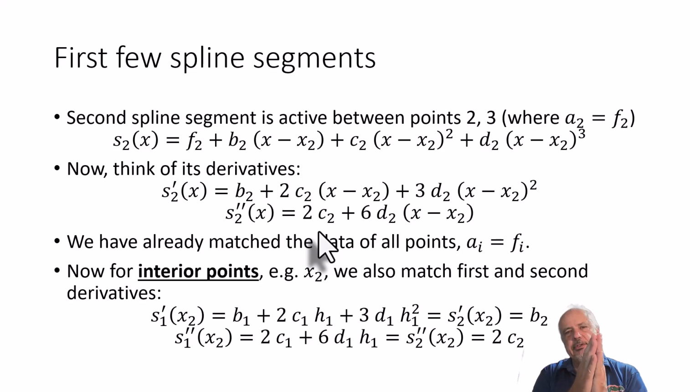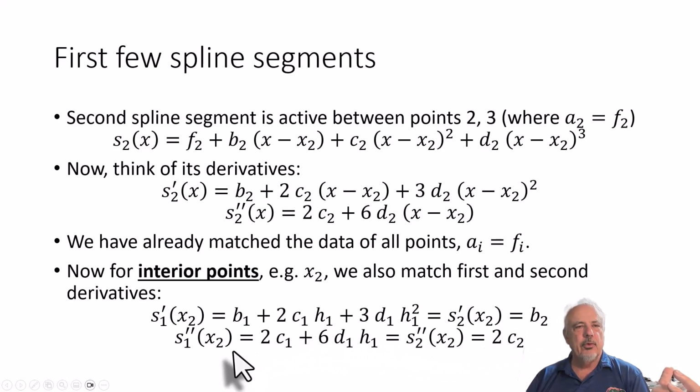So focusing on that transition between the end of the first spline segment and the beginning of the second spline segment, we're going to have the end of the first, so X2 on the first spline segment derivative. We're going to have this equation, and we're going to equate that to the derivative of the second spline segment evaluated at its beginning point, which is going to be B2, right? Because the X minus X2 terms drop out. So that's an important equation.